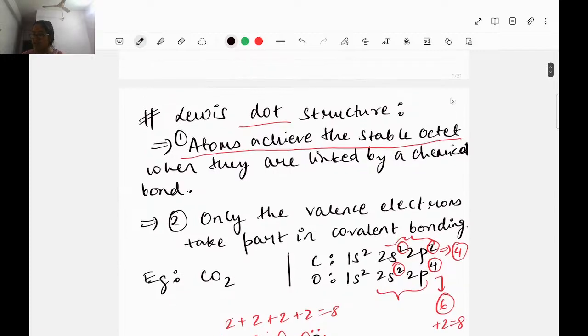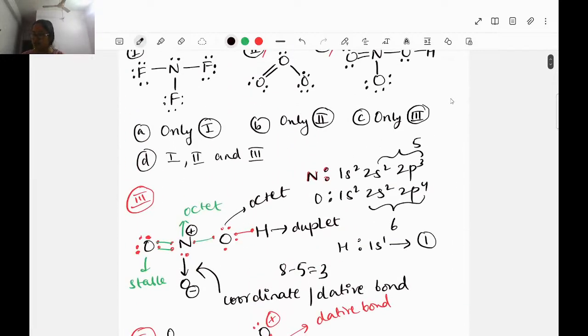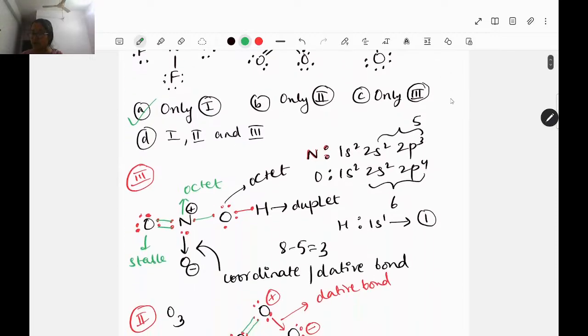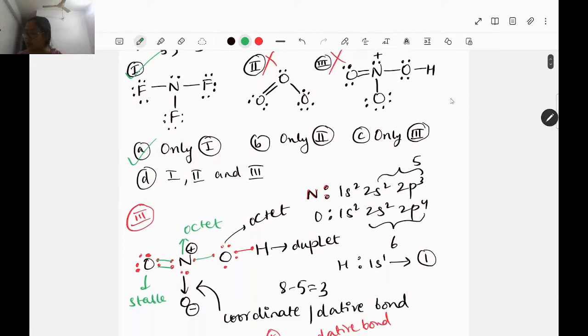Is this structure matching with the structure given in the question? Yes, it is, because you see all the fluorines are having their octet complete, nitrogen is also having its octet complete, so it is a correct structure. So this first structure is the correct structure, and only one is correct. So option A is the correct option. Okay, so I hope you have understood. I am moving on to the next question.